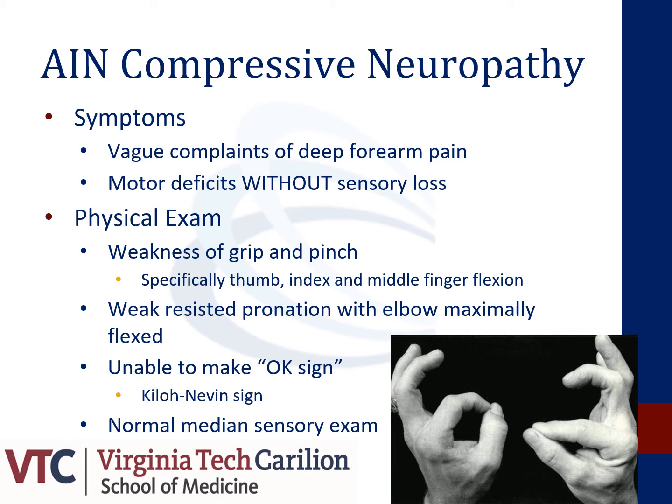Due to this weakness, they are unable to make an OK sign, as demonstrated in the image at the bottom right of this slide. They rely more heavily on their first dorsal interossei and their adductor pollicis in order to compensate for the weakness of their FDP and FPL. Again, this is without sensory loss, so they should have a normal median sensory exam.